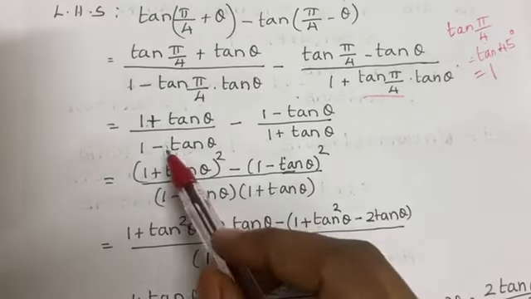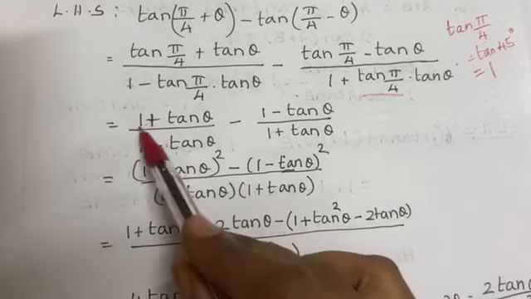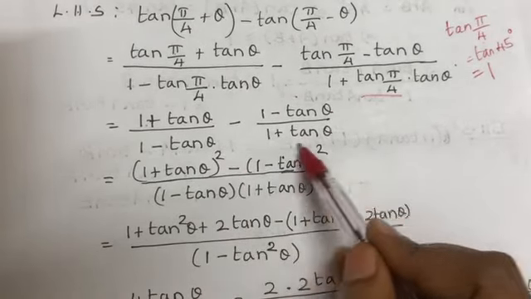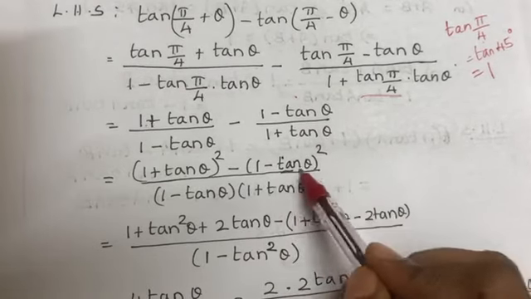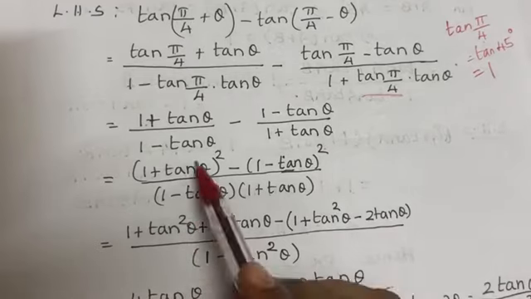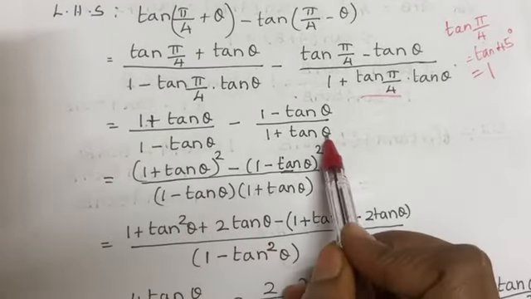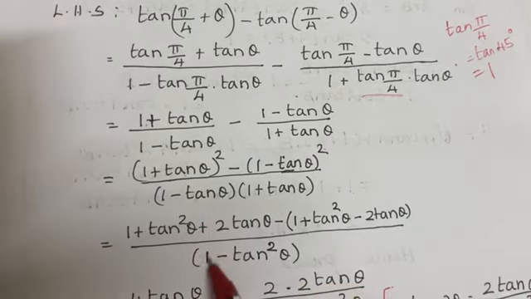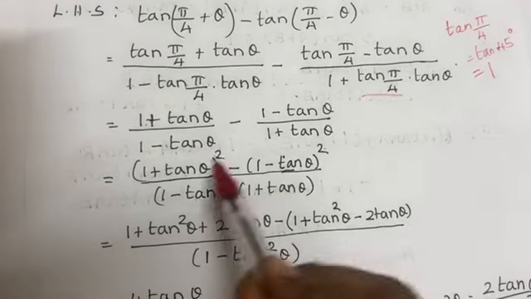In the numerator, we have to multiply this with 1 plus tan theta. So, 1 plus tan theta the whole square minus, here we have to multiply it with 1 minus tan theta. So, 1 minus tan theta the whole square. Now, in the denominator, 1 plus tan theta into 1 minus tan theta, that is A plus B, A minus B. We can expand it as A square minus B square, that is 1 minus tan square theta. What about the numerator?